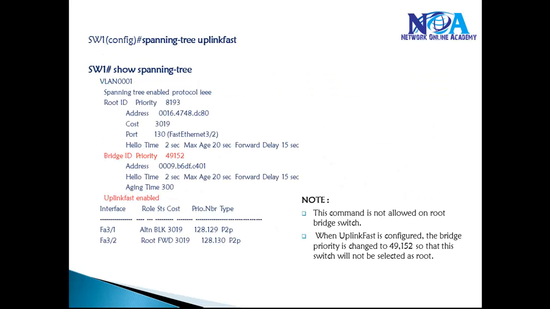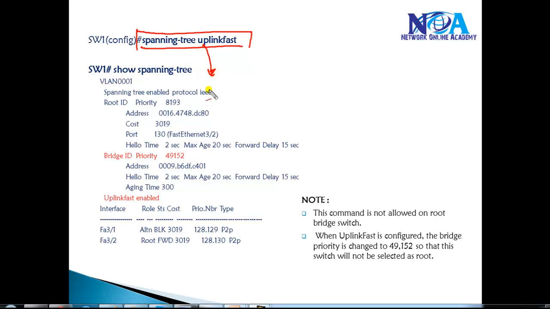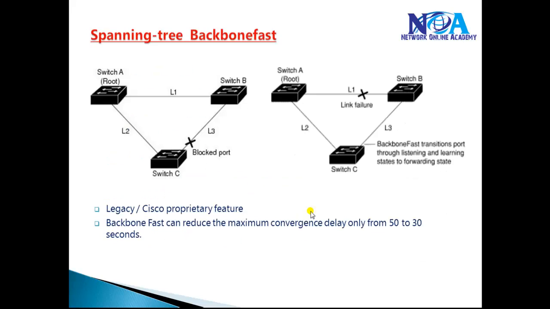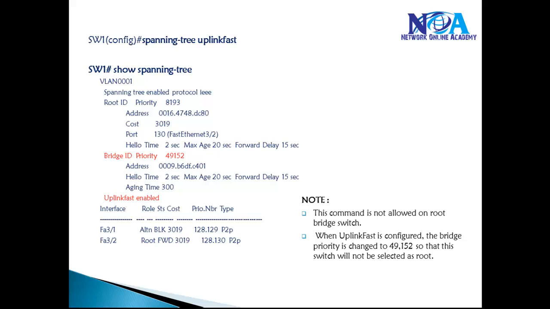So if you want to enable the spanning tree uplink fast, we just need to enable it on the switch. It's going to enable for all the ports. Now we can verify somewhere here. Once you enable uplink fast, when you use show spanning tree, you can verify here, and this command is not allowed on the root bridges, because normally the root bridges will not have any alternate ports generally.